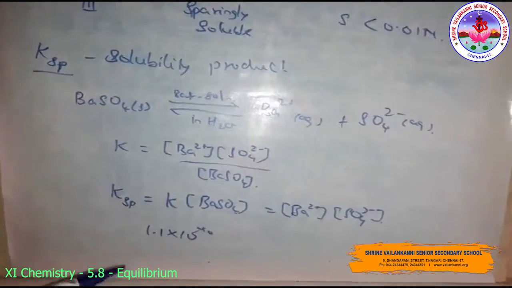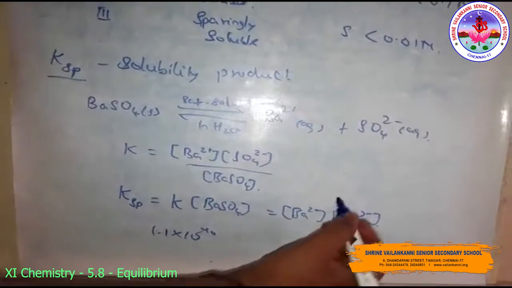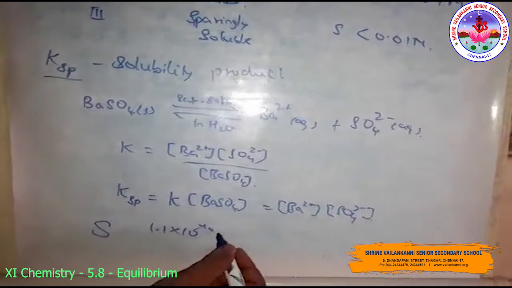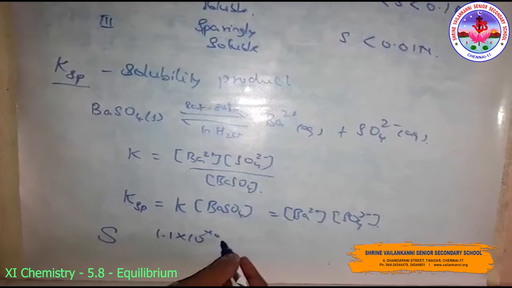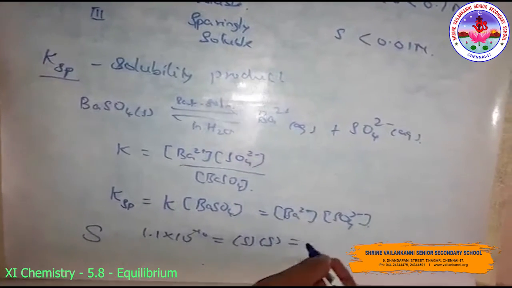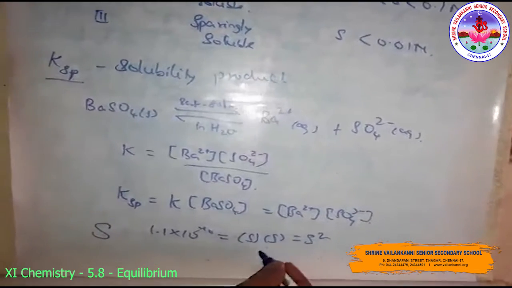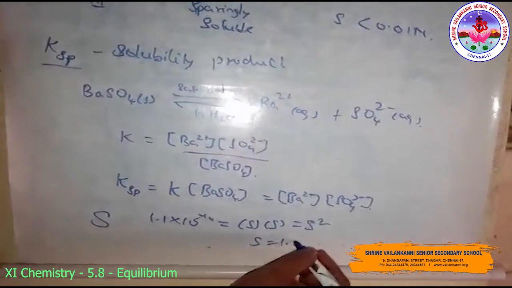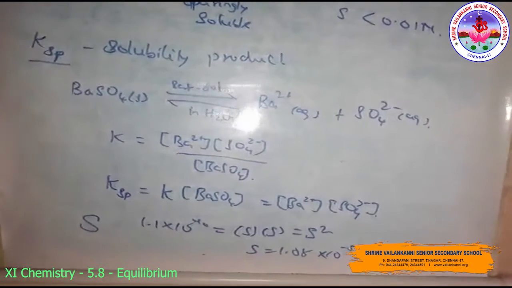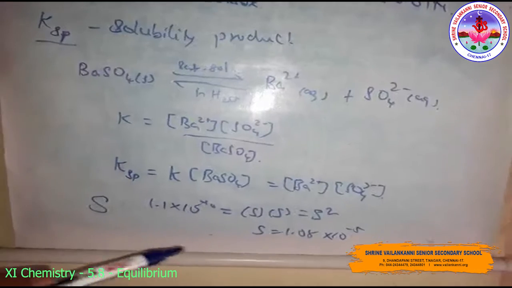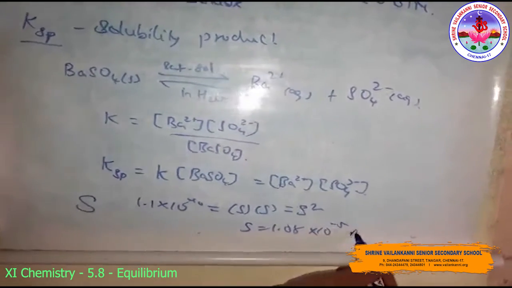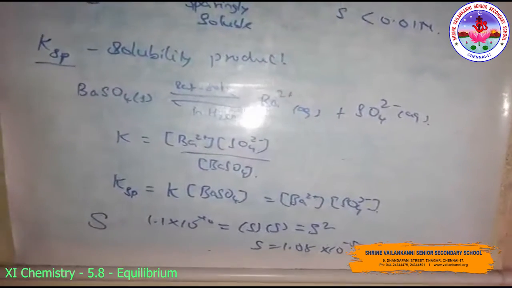The concentration of each of the two ions will be equal to the molar solubility of barium sulphate. Suppose the molar solubility is S. Then 1.1 times 10 to the power minus 10 equals S times S, which is S squared. So S becomes 1.05 times 10 to the power minus 5. So the molar solubility of barium sulphate is this, and you have to indicate the unit as mole per liter.